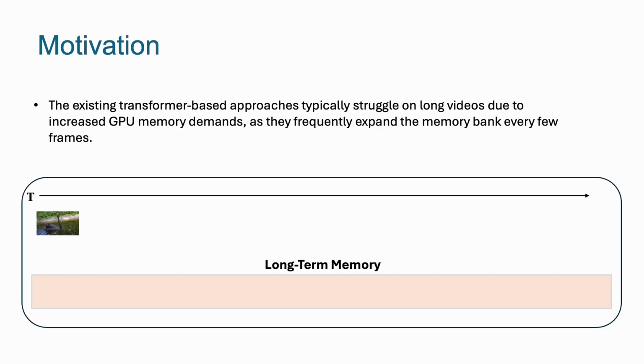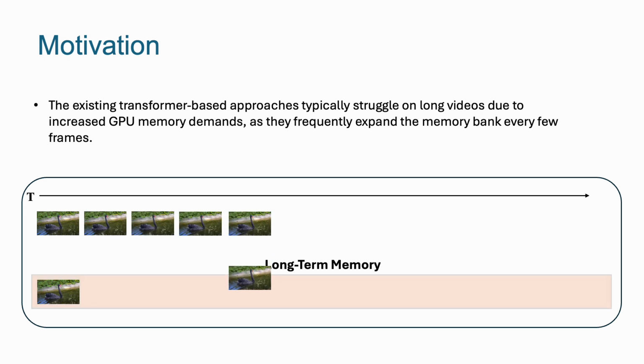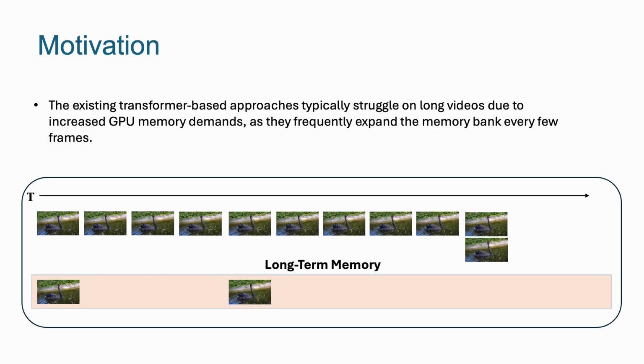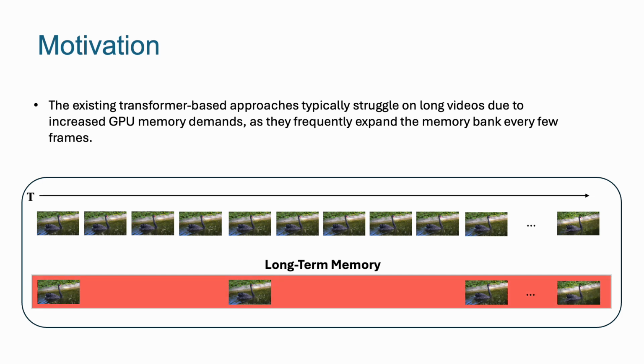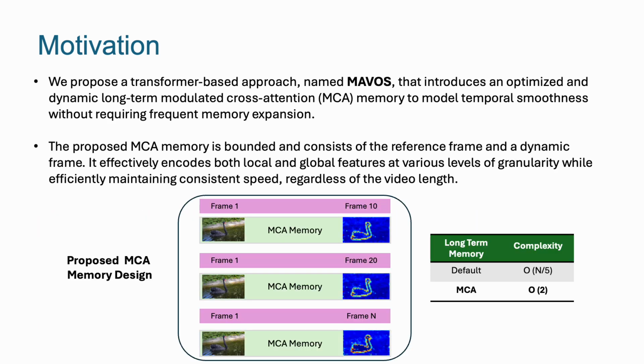The design of the long-term memory for the existing transformer-based approaches is not well suited for long videos. They keep expanding the long-term memory every few frames to add new information regarding the target. This leads to slow processing speed and ever-expanding memory with increased GPU memory demands, especially when dealing with long-term videos with thousands of frames. In this work, we propose an optimized and dynamic design for the long-term memory.